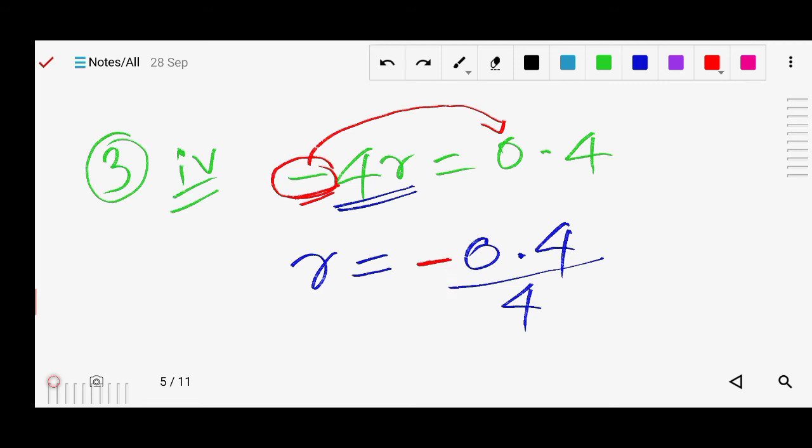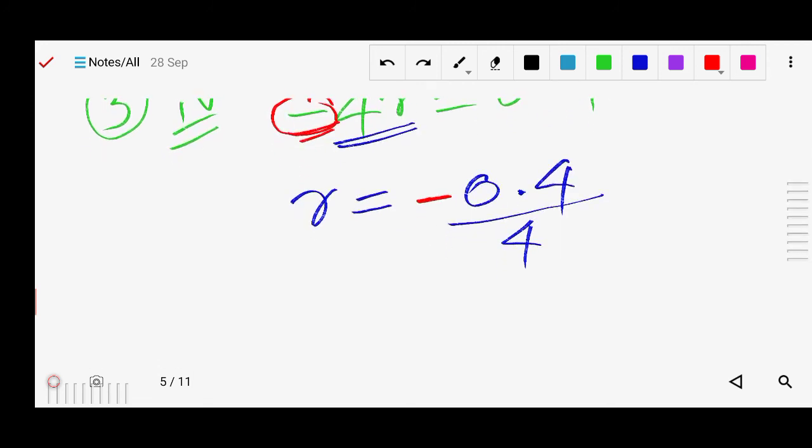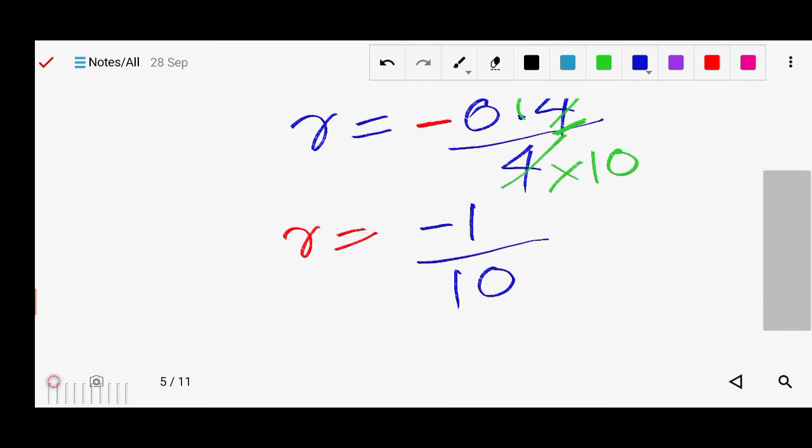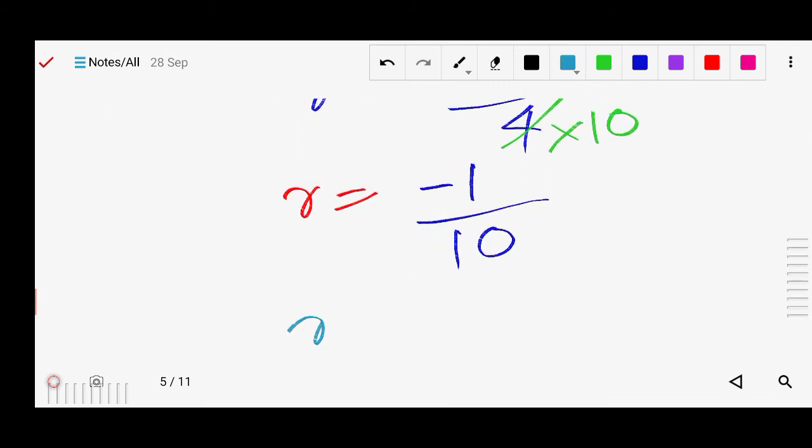Okay, now r equals, you can remove this point, so here will be 1, and how many digits? 1 digit, so 0, so this 4 cancels. Now here is left only 1, so minus 1, here is the 10, so r equals minus 1 by 10. So you can change this fraction to decimal.